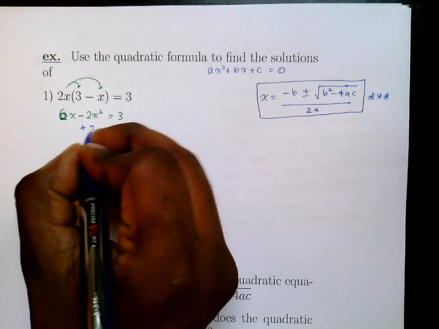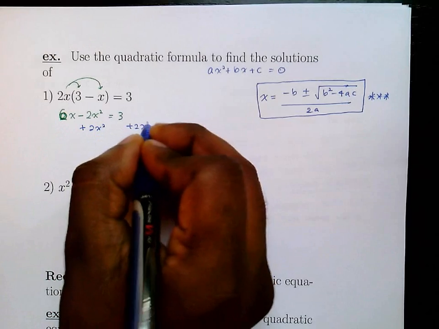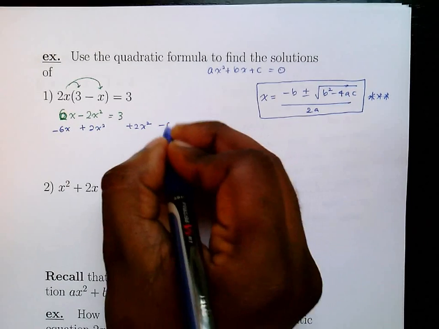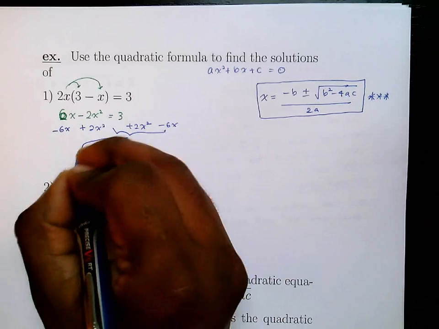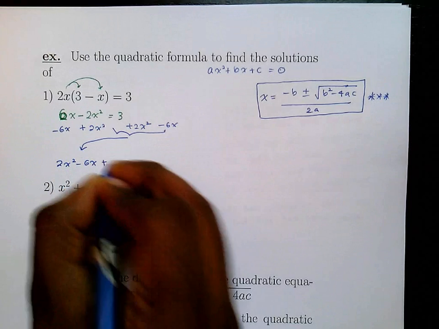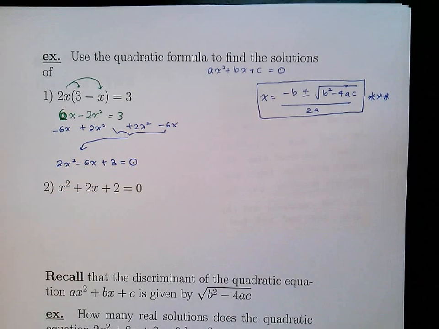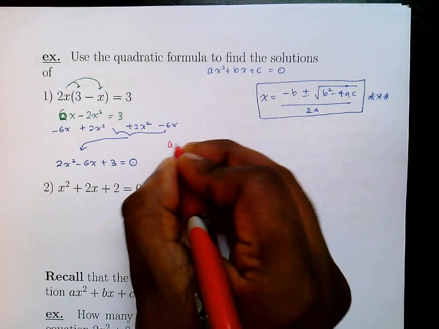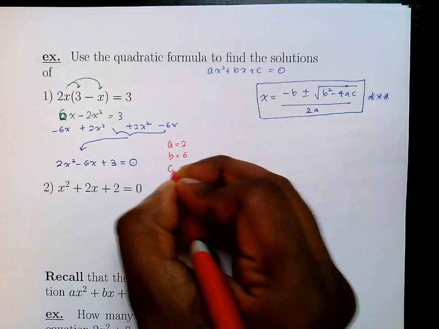What I would do is add 2x squared to both sides, subtract 6x from both sides, and bring this over to the left-hand side. So I get 2x squared minus 6x plus 3 is equal to 0. Okay, which means my equation is in the correct form, so that I can make sure what numbers are a, b, and c. So here you have a equals 2, b equals 6, and c equals 3.